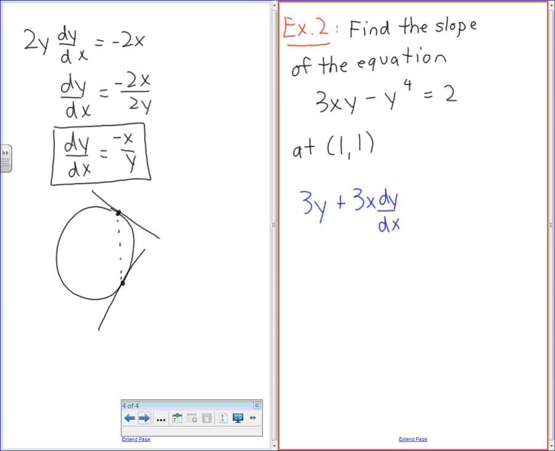Okay, can someone be brave now, somebody new, and take the derivative of negative y to the 4th? What's that going to be? Minus 4y over here. Close? Not quite though. We're going to chain here. So the 4 is going to come down, and this is going to stay y cubed. But then you take the derivative of the inside. So that's going to be dy by dx.